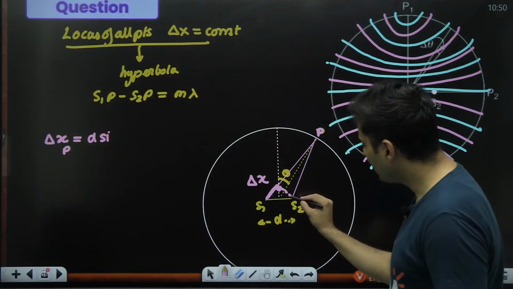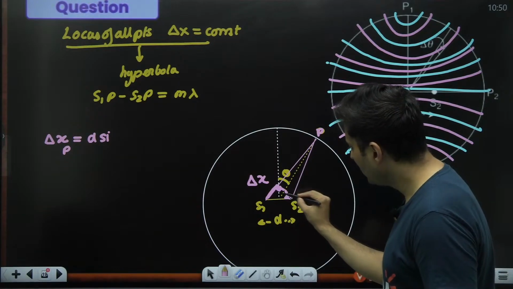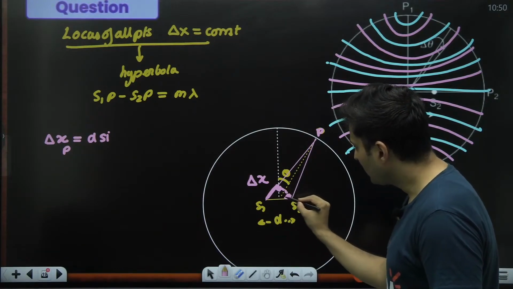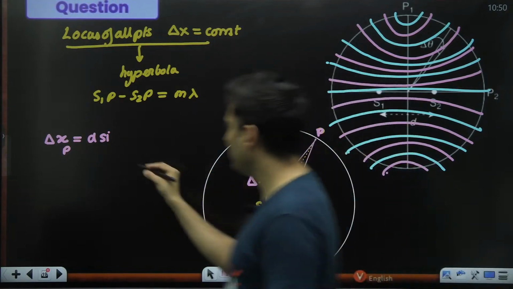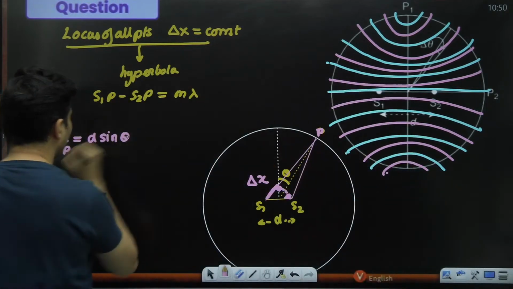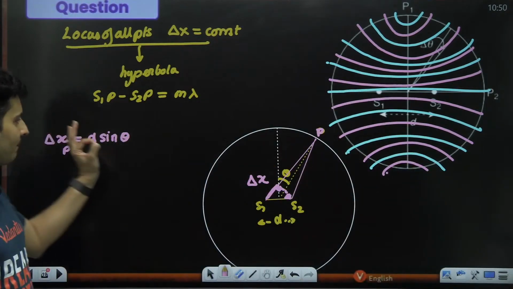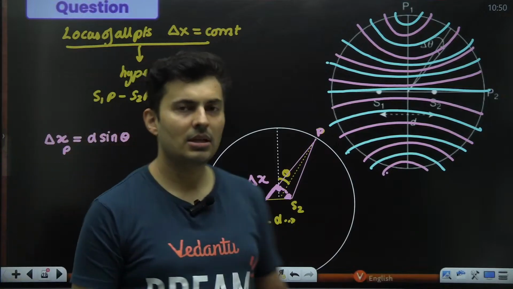So this will be theta. Yes, this will also be theta. So this is opposite to theta. So yes, d sine theta only. So d sine theta. Okay. So that is what this is.